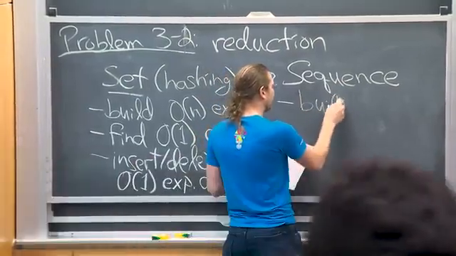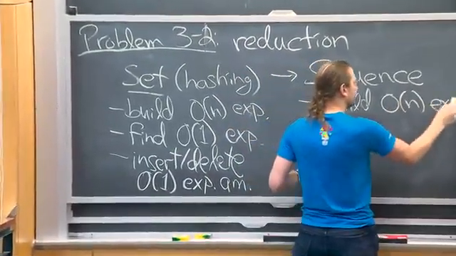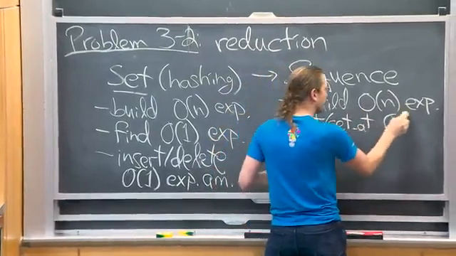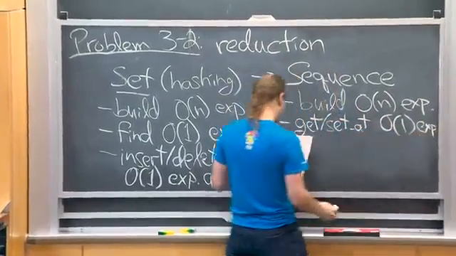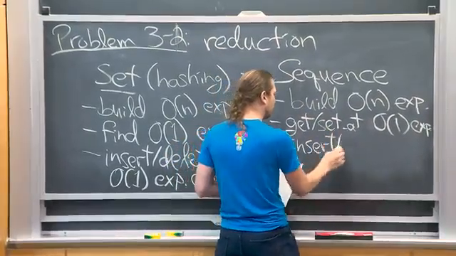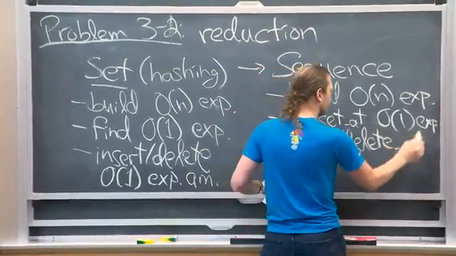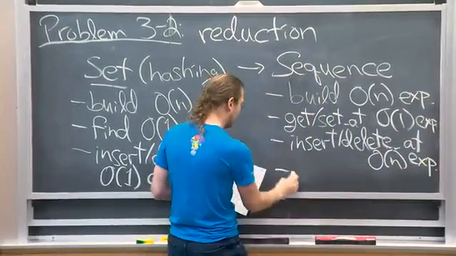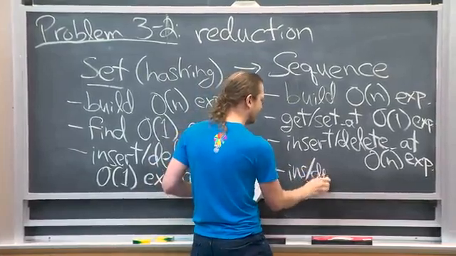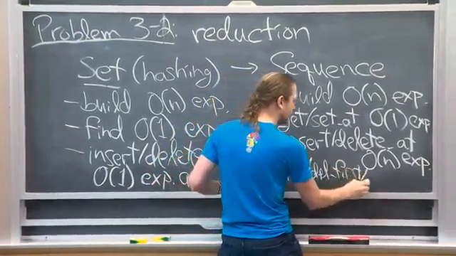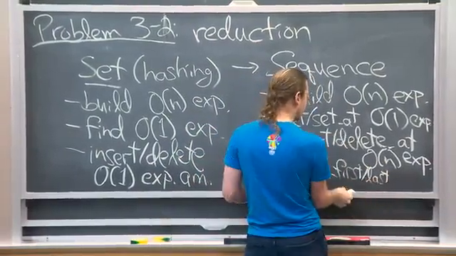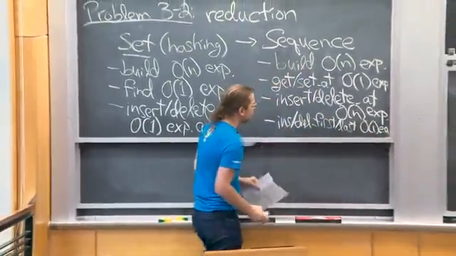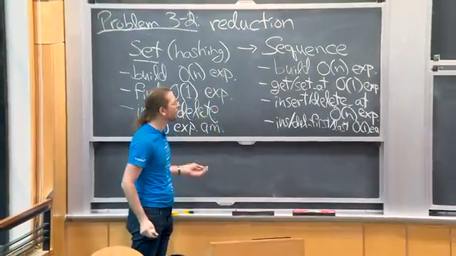So the specific bounds that we're told to achieve are build in constant expected time, get and set at in constant expected time, insert and delete at in linear expected time, and insert and delete first and last in constant, expected, amortized. Okay, so this is just what we're told to do.